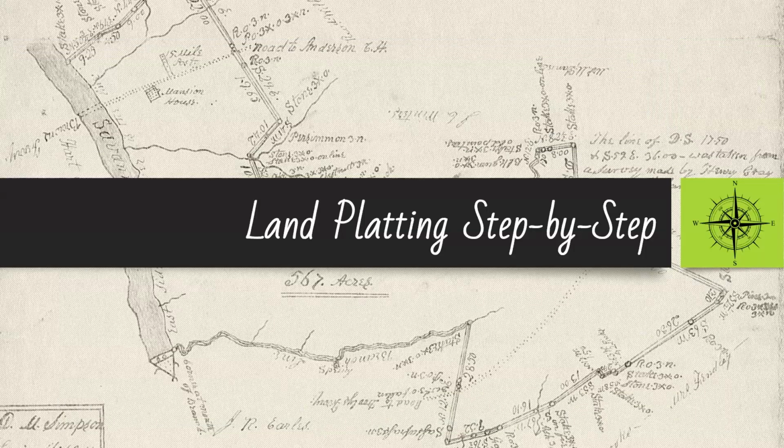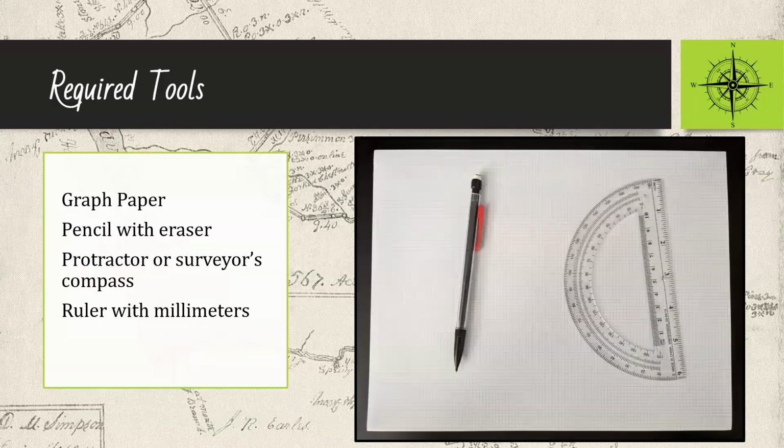Okay, so let's do one. Let's grab a deed and we'll go step by step and see how this is going to work. All right, so before we get started, graph paper is going to be easiest. You can give it a go on other paper. I personally love straight lines, so I am always a graph person. You want a pencil with an eraser because we all make mistakes and that's fine.